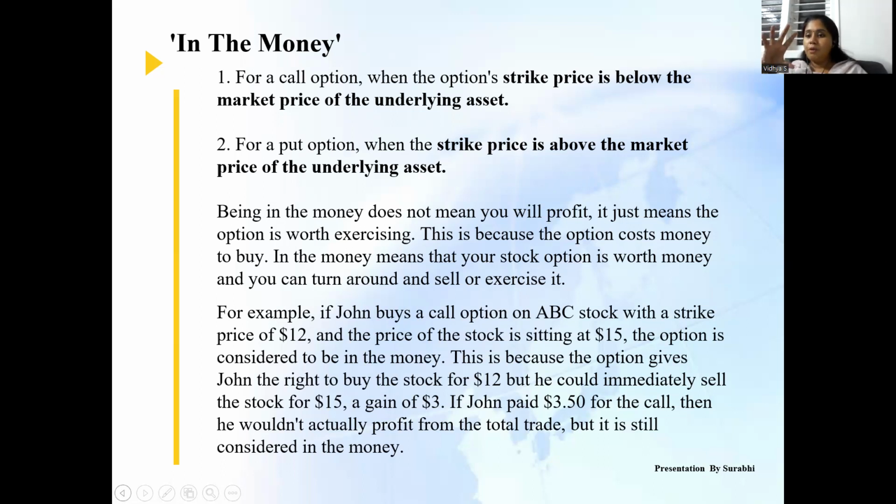So I hope you all understood how derivatives work, that is, what the various derivatives are: from forwards, futures, then you have options. And in coming videos, we will talk more about swaps. Okay, thank you.